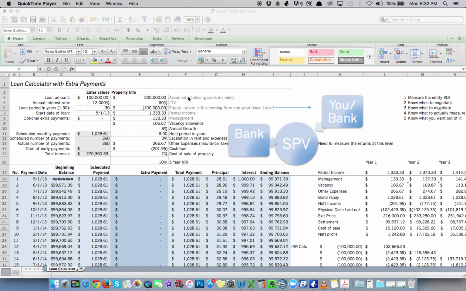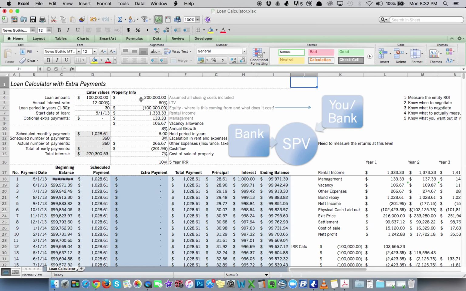So let's have a look at some variables here. Number one, what's the purchase price of the property? And I'm going to assume all closing costs are included because in every single country in the world, you've got to pay some sort of closing costs, and a lot of people don't like measuring them on the investment. If it costs you money, put it in the calculation. So I'm going to assume it's all in on that particular purchase price.